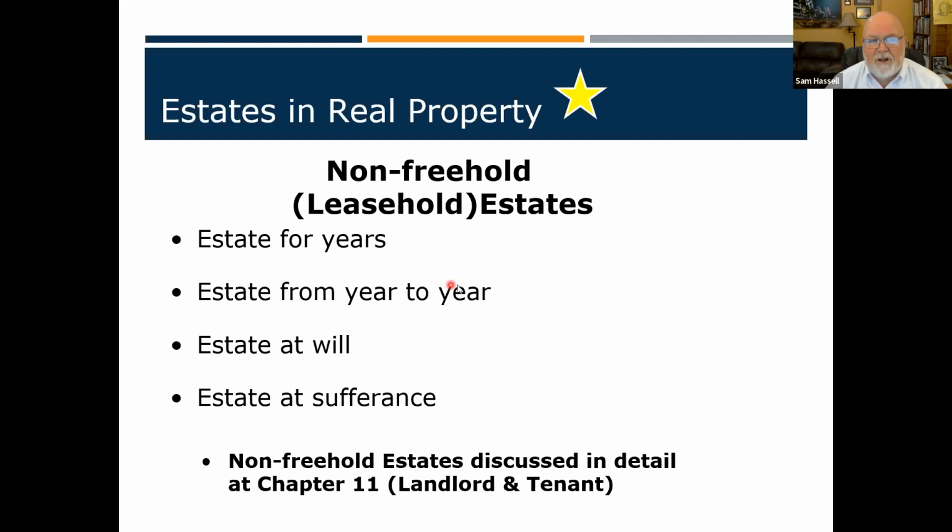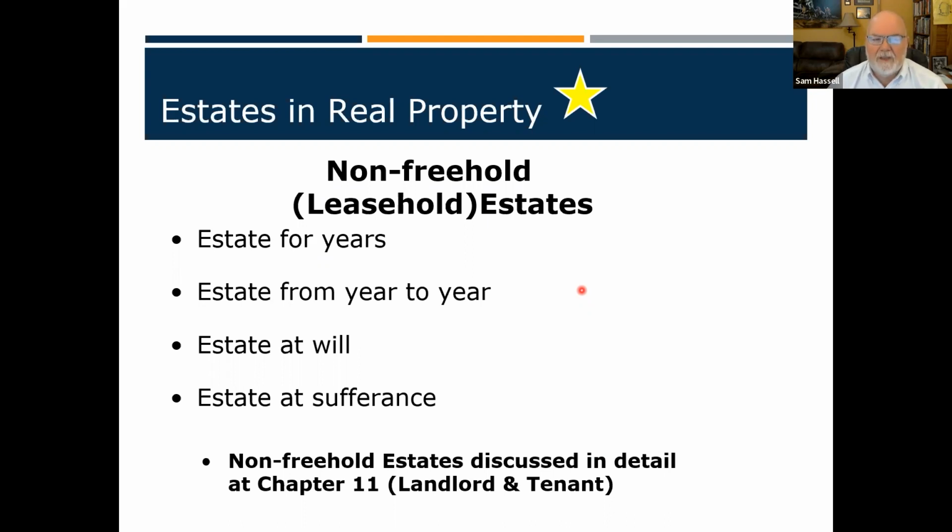Then we have what's called an estate from year to year, which is a periodic tenancy. Your normal annual renewal, and you stay there, it just automatically renews. You go to the next year, maybe there's a little increase, and you just stay there until either the landlord gives you notice or you give notice to the landlord. And it's over and over. It's a periodic tenancy or an estate from year to year. Now, again, we'll get into more detail when we get into chapters 11 and 12.